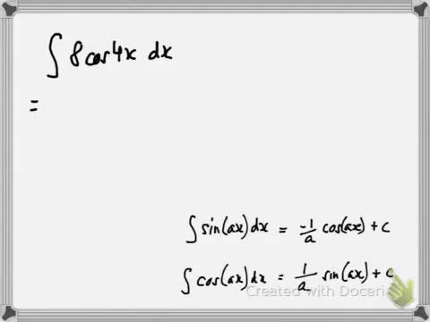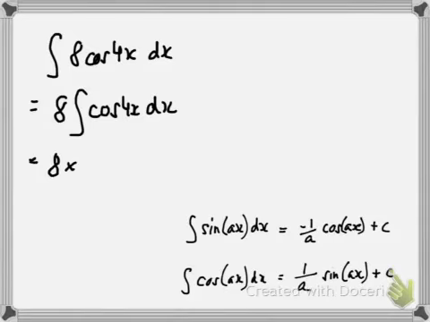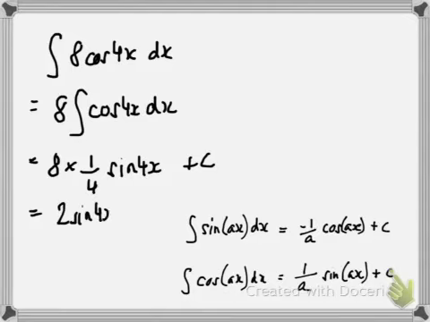With the next one, the 8 comes out the front. Integral of cos 4x dx. 8 stays there, multiplied by cos goes to positive sine, and we've got 1 over the coefficient of x. So the coefficient of x is 4, so it's 1 over 4. Cos goes to positive sine, 4x stays the same, plus c. Tidy that up: 8 times a quarter is 2 sine 4x plus c.